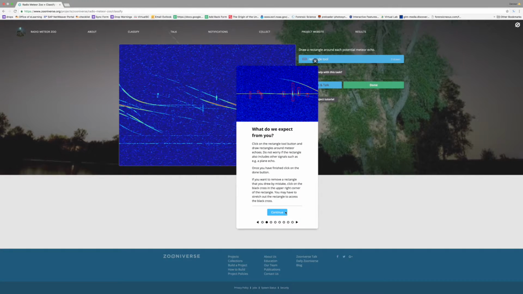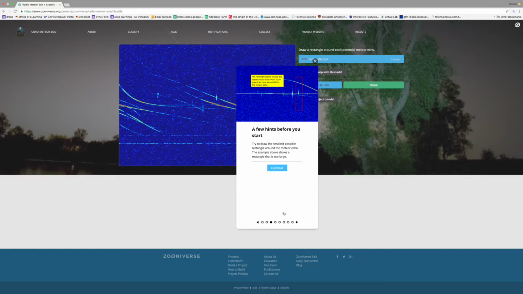What do we expect from you? Click on the rectangle tool button and draw rectangles around the meteor echoes. Do not worry if the rectangle also includes other signals, such as a plane echo. Once you have finished, click on the Done button. If you want to remove a rectangle that you drew by mistake, click on the black cross in the upper right corner of the rectangle. You may have to stretch out the rectangle to access the black cross.